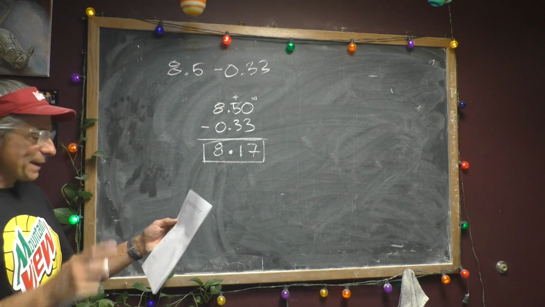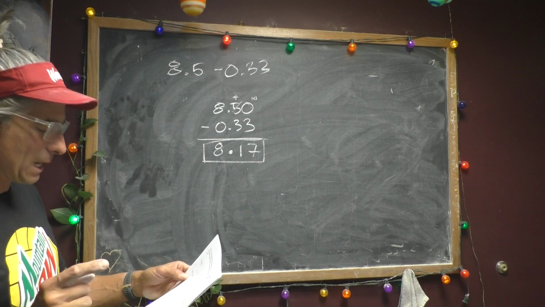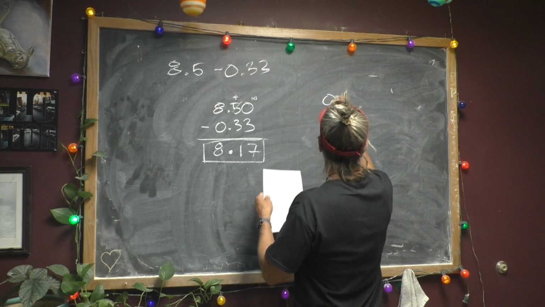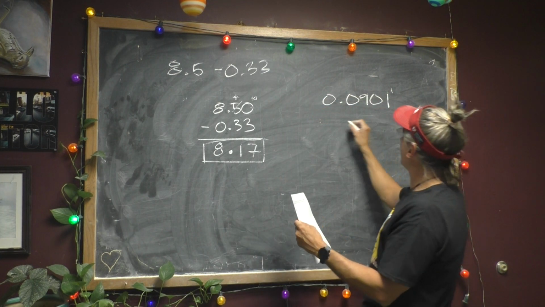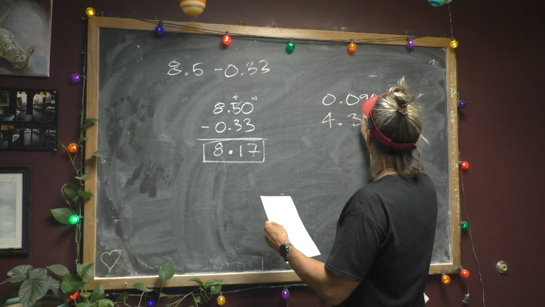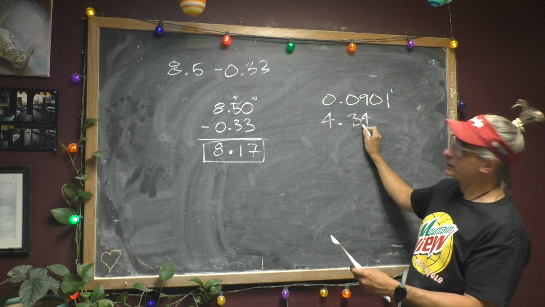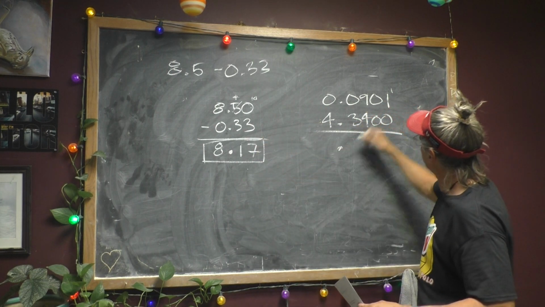Okay. The next one is similar because it's addition where the last one was subtraction. So it's 0.0901 plus 4.34. I'm just going to go straight to writing it vertically. There's your 0.0901 and then 4.34. And then this one again is lacking some spaces, so I'm just going to put the zeros in there. And then we're just going to add straight down.